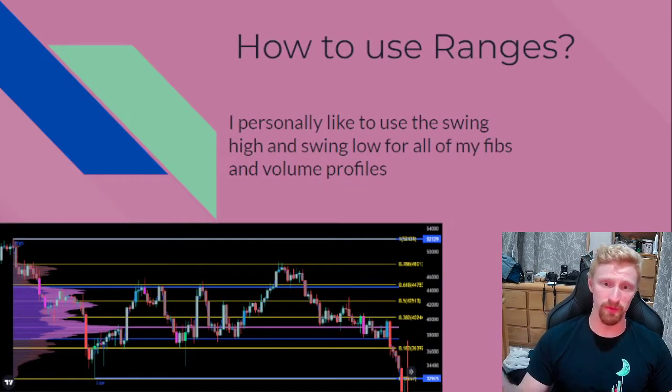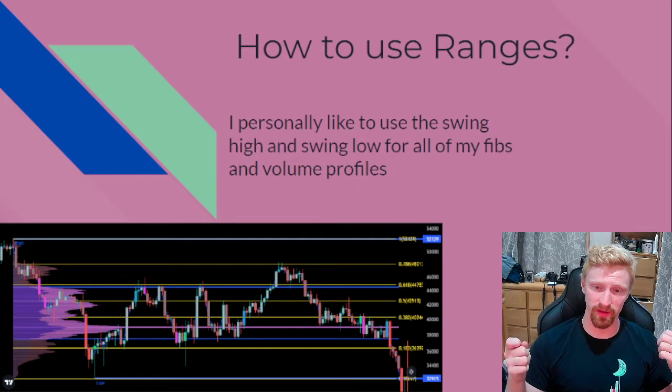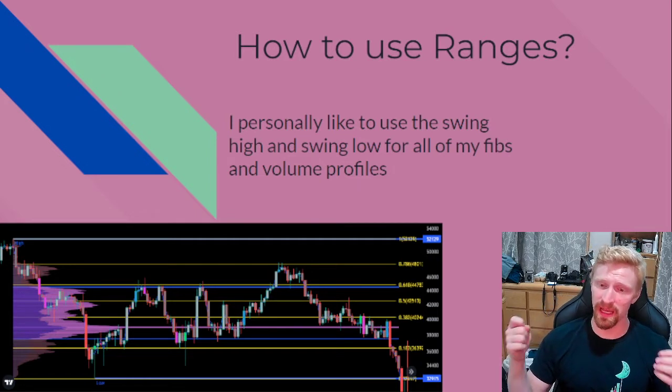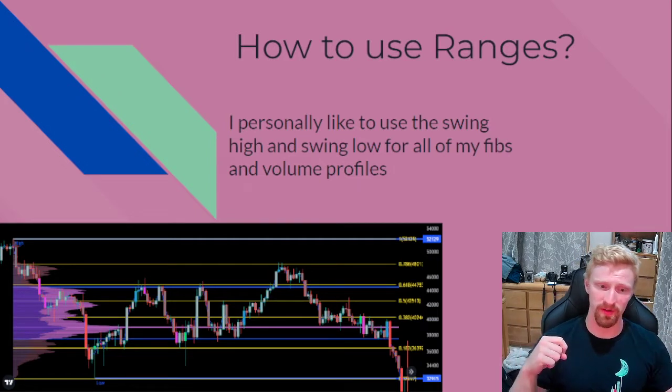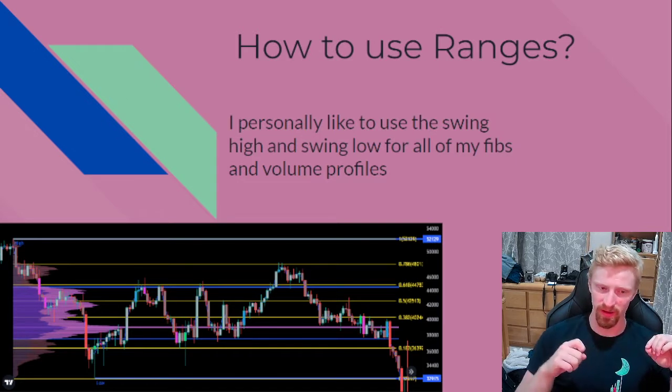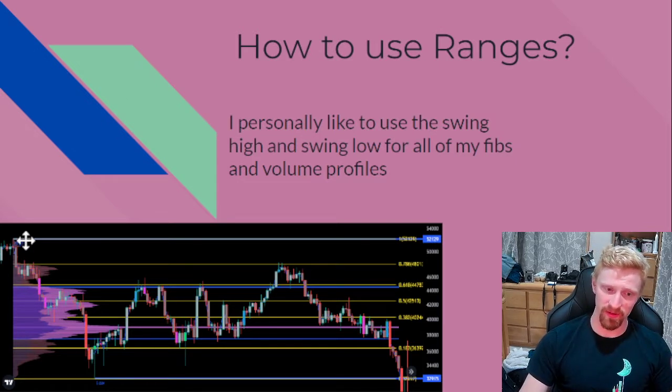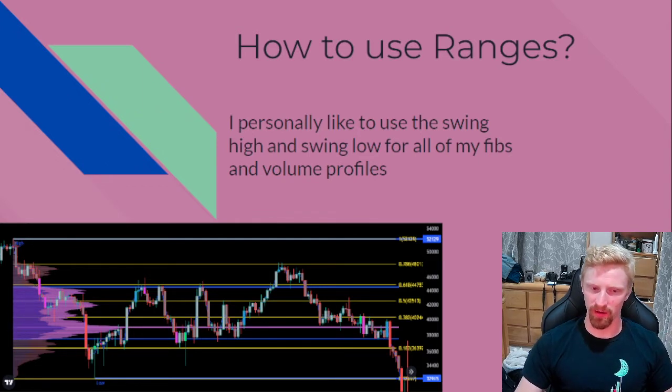So how do we use ranges? I personally like to use the swing high and swing low for all my fibs and volume profiles. So whatever comes first, I'll pull from the fibs. In this case, the high came first, so I pull my fib from the high to the low. And I also like to pull my volume profile from whatever came first, which once again happens to be the swing high.